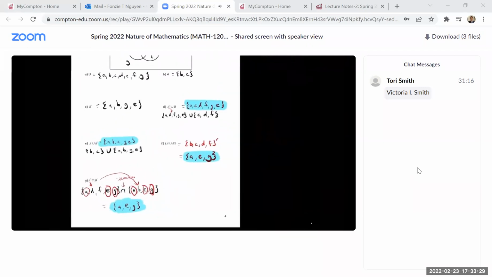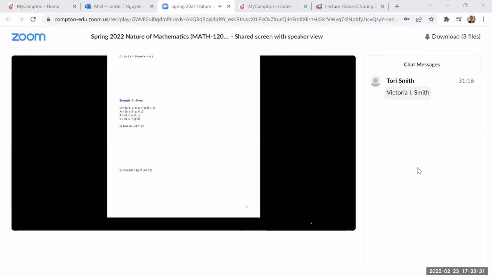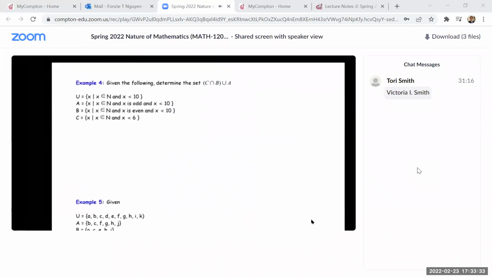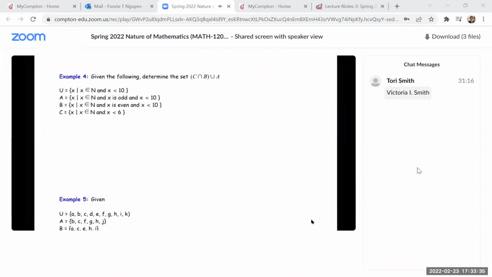All right, we have one final page to go and then we're done. So let's look at this final page. It says, given the following, determine the set C intersect B union A. It's probably easier to draw a Venn diagram, so let's just draw a Venn diagram first. So that's a universal set, and then we have A, B, and C.